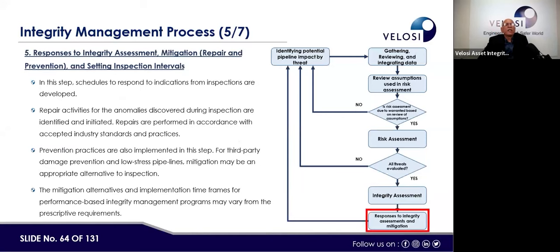Then comes responsibility for the integrity assessment, mitigation, repair, and setting inspection intervals. Once we know the pipeline condition and the threats, and the risk assessment is done, the next question is who will do any repair or remedial action required, and who will be assigned responsibility for any follow-up inspection. These aspects are covered under the pipeline integrity management system, where roles and responsibilities are defined for various stakeholders of the pipeline.